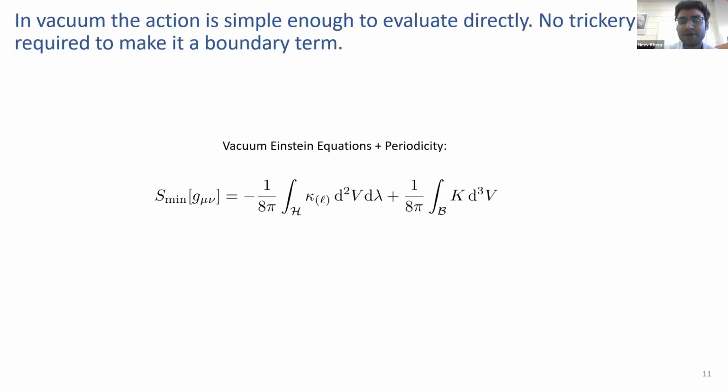So just by using the vacuum Einstein equations and periodic boundary conditions here, I can calculate directly the action. I don't have to do the tricks that I had before for the variation. That will be used if I want to do it for a neutron star, but for vacuum, it actually turns out to be much simpler to just directly calculate this action. And what I get is this. I get this very simple looking term where there's an integral on the horizon of the surface gravity, and there's the Gibbons-Hawking-York-like term on the world tube. So there's no bulk term, there's only two surface terms.